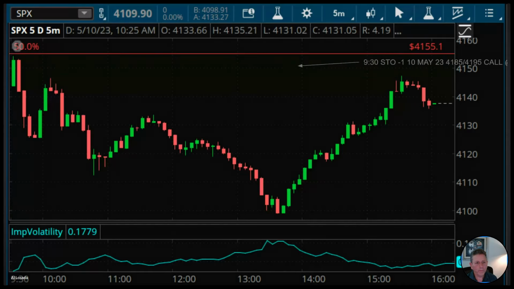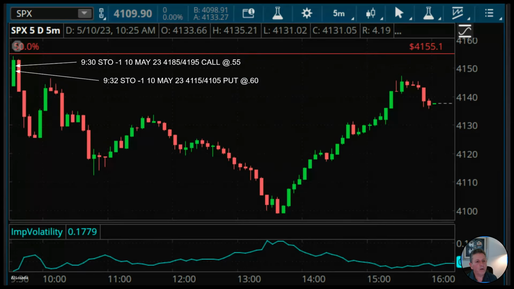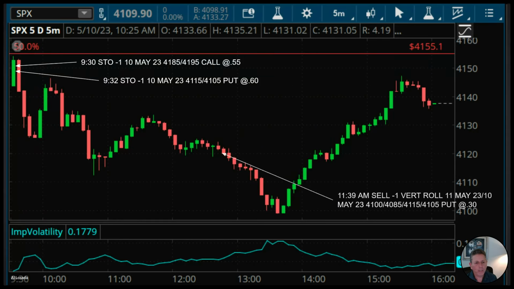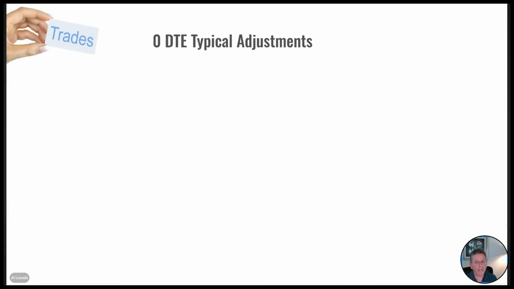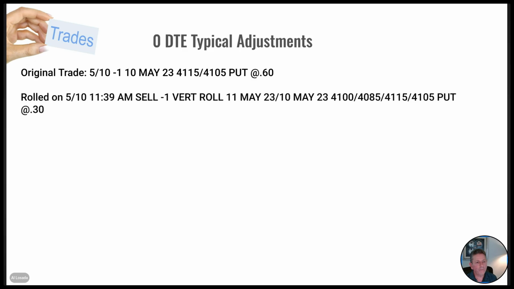So here's another scenario. Put on a call and a put. And then we had a threatened trade. It was widened. And this is what happened. So that trade went, we just went that. We got 60 cents. Rolled that trade and got 30 cents on it. Got a new position. So this is what I'm talking about.